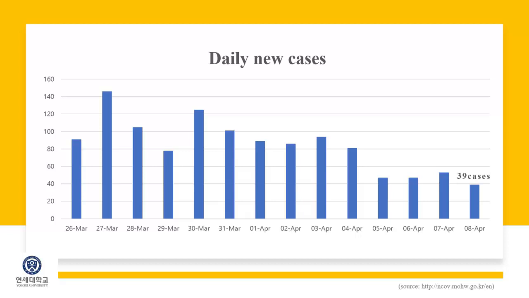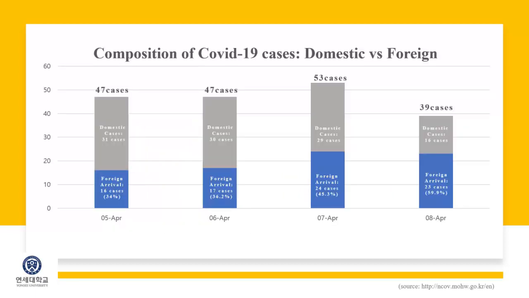This diagram shows the daily new cases. The number of new confirmed cases across South Korea has stayed around 50 for the last 4 days in a row. Let me explain the composition of COVID cases, domestic versus foreign, during the last 4 days. As you can see from this bar chart, we have seen a steady increase in the proportion of imported cases.